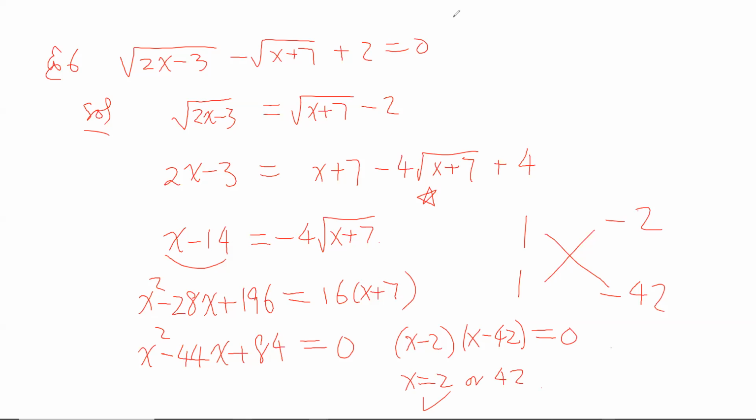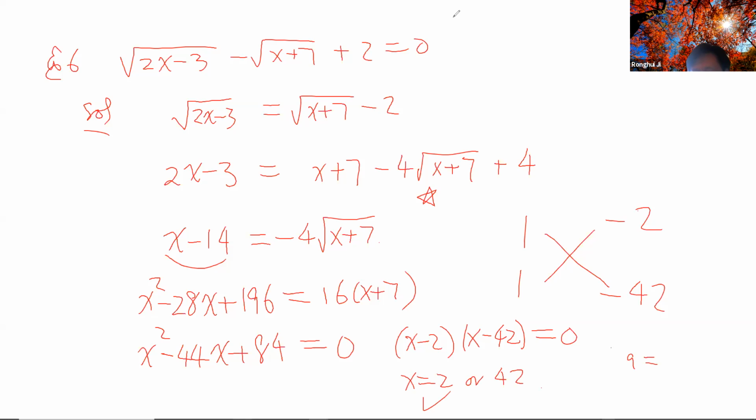For the 42, you get 9 equal to 7 minus 2, which is not correct, all right? Hold on. Yeah, so 49 is 7 minus 2, which is not correct. So this is not correct, okay? And therefore, we need to check. So check, x equal to 2 is the solution, okay? That's the final solution you have.